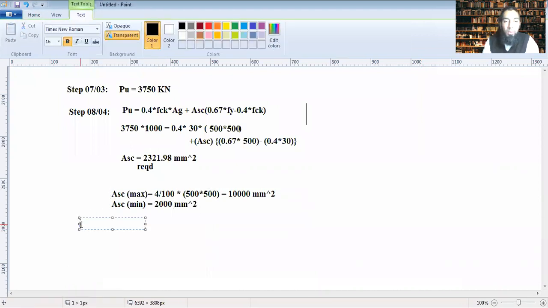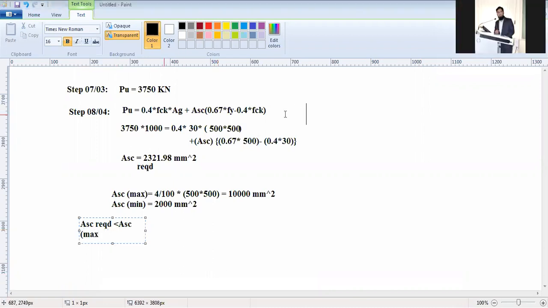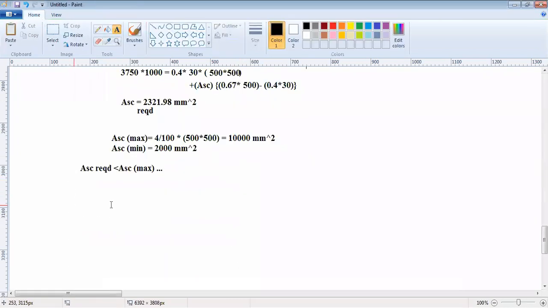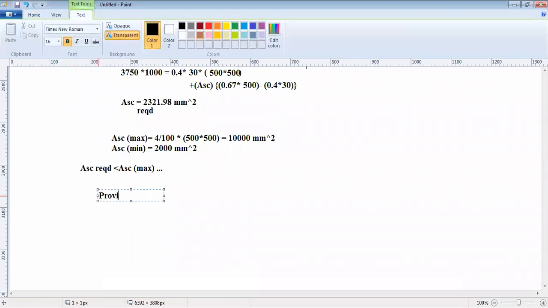Now the ASC that you require is less than ASC maximum. The ASC that we require is less than ASC maximum. Now you can go with the design. Now you provide the longitudinal bars.